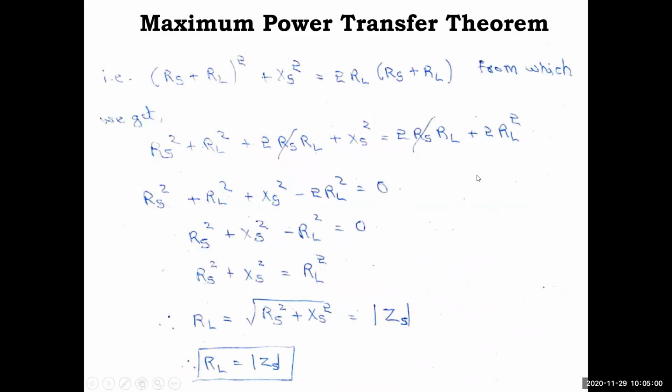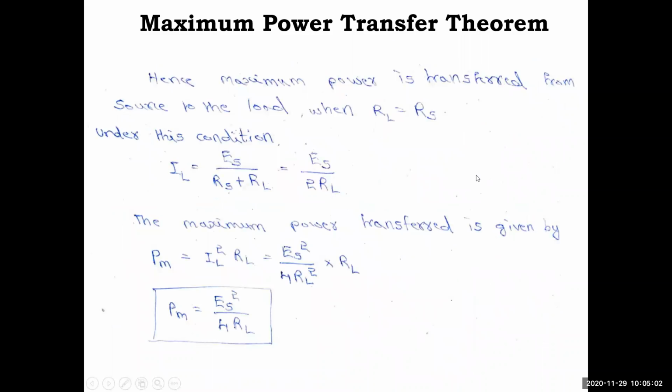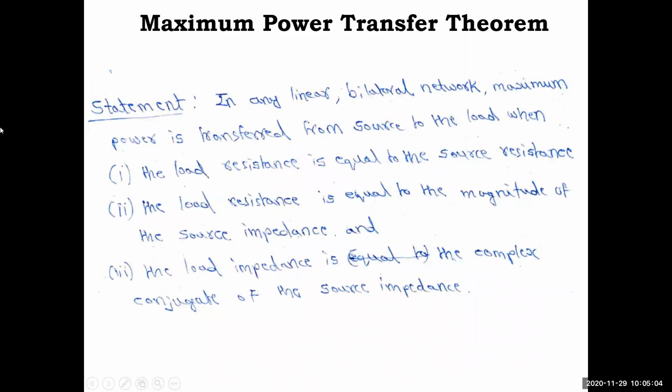We'll summarize once again the statements. We have done all the proofs now. In any linear bilateral network, maximum power is transferred from source to load when the load resistance is equal to the source resistance, RL equal to RS, when you have both as resistances. If the source is an impedance, then the load resistance is equal to the magnitude of the source impedance. And in the third case, the load impedance is equal to the complex conjugate of the source impedance.